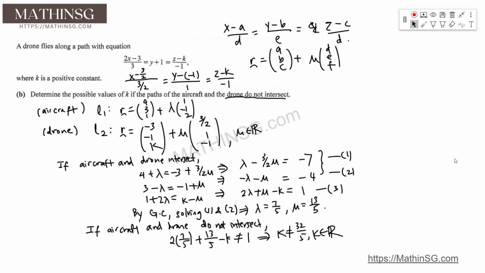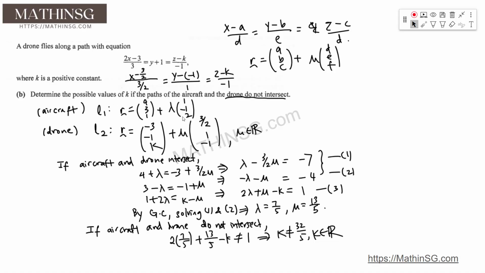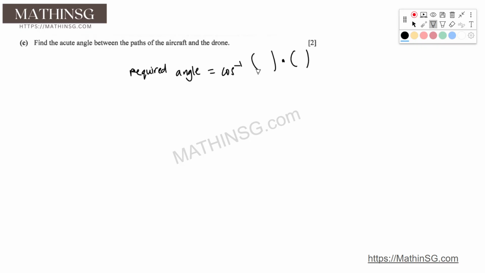Okay. So now that we have done B, let's move on to C. Find the acute angle between the paths of the aircraft and the drone. Basically they are asking you to find the angle between two lines. To find the angle between two lines, you use cosine and follow the formula. So the required angle is cosine inverse of the dot product of the direction vectors over the modulus of the direction vectors, and I need to take the modulus in case it is negative because they want the acute angle. So you should take cosine inverse of a positive value.